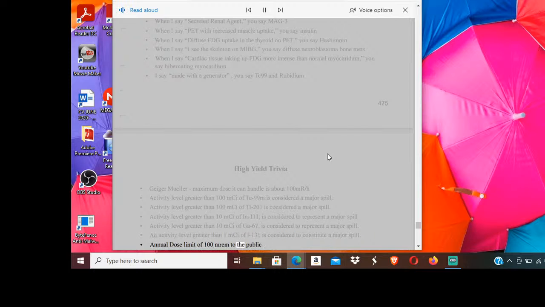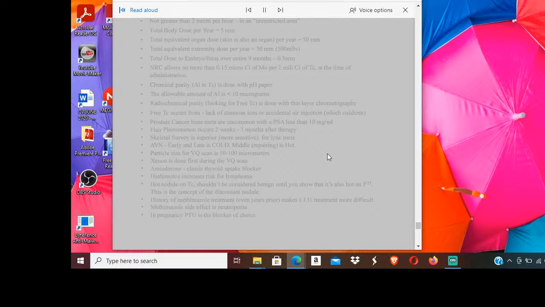Annual dose limit to the public is 100 mrem, not greater than 2 mrem per hour, in an unrestricted area. Total body dose per year equals 5 rem. Total equivalent organ dose, skin is also an organ, per year equals 50 rem. Total equivalent extremity dose per year equals 50 rem, 500 mSv. Total dose to embryo/fetus over the entire 9 months is 0.5 rem. NRC allows no more than 0.15 microCi of Mo per 1 milliCi of TC at the time of administration.